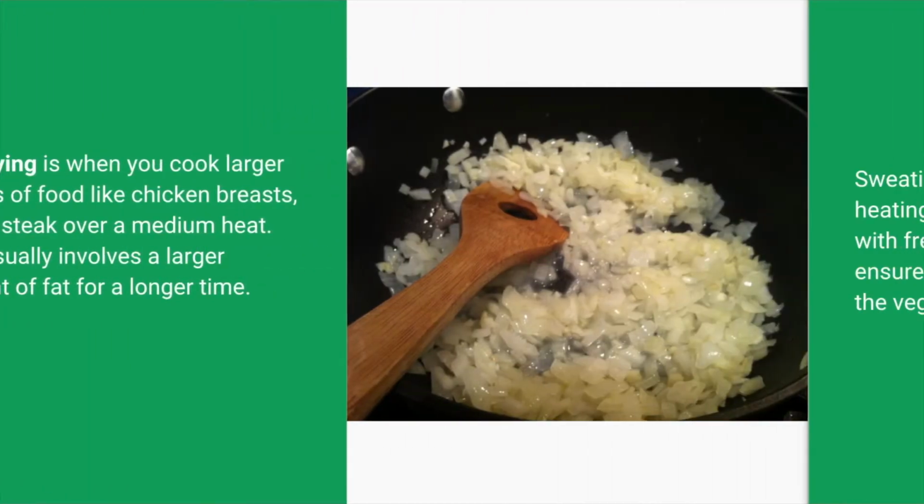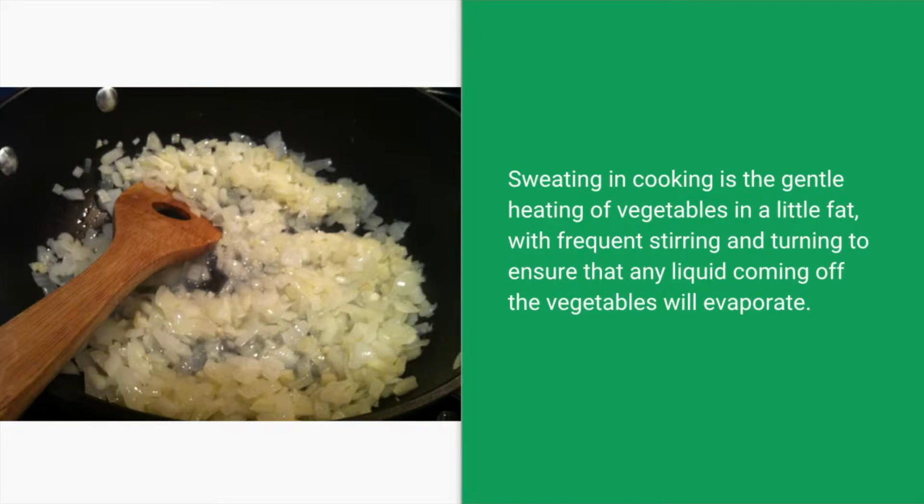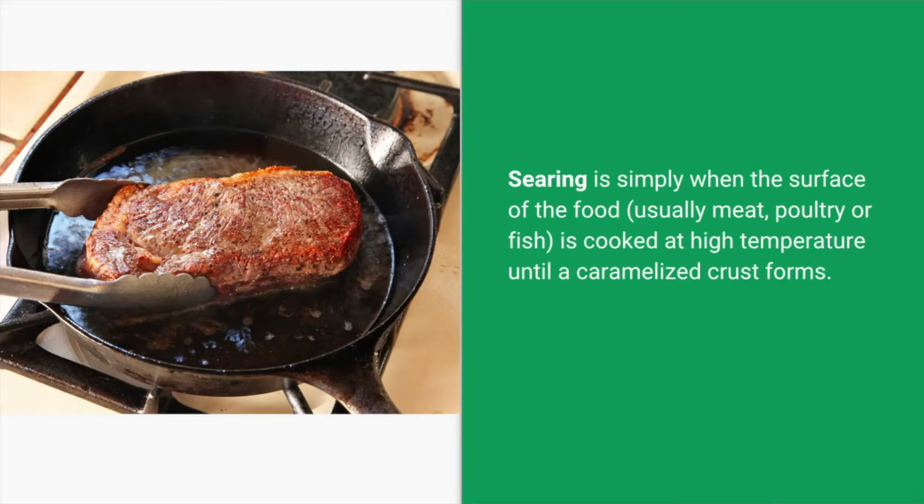Next is sweating. Sweating in cooking is a gentle heating of vegetables in a little bit of fat with frequent stirring to ensure that any liquid that comes out of the vegetables will eventually evaporate. Sweating usually results in tender, often translucent pieces. You'll often sweat vegetables at the beginning of the recipe to impart more flavor before adding other ingredients.